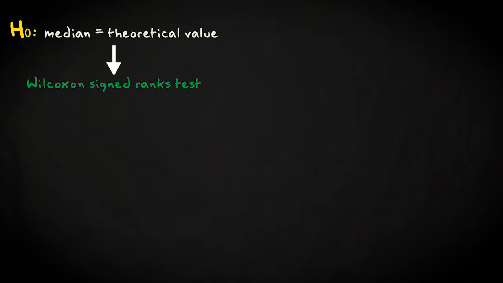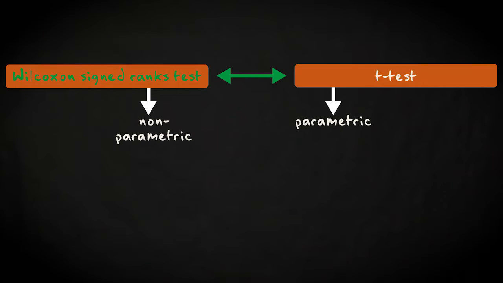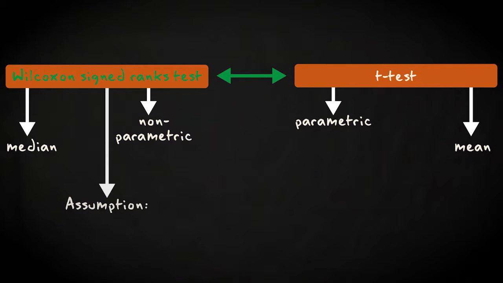The Wilcoxon signed ranks test is seen as a non-parametric equivalent to the one-sample t-test. While the t-test compares the sample mean to a theoretical value, the signed ranks test compares the median to a theoretical value. The signed ranks test is non-parametric because it makes fewer assumptions than the t-test. Apart from the usual assumption of independence among samples, it only assumes that the population distribution is symmetric.